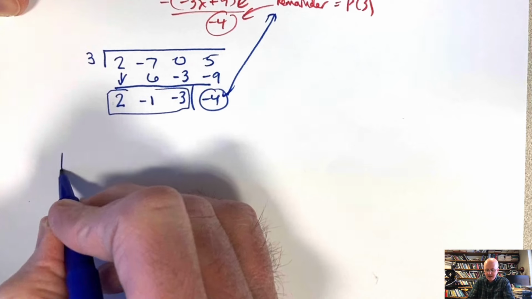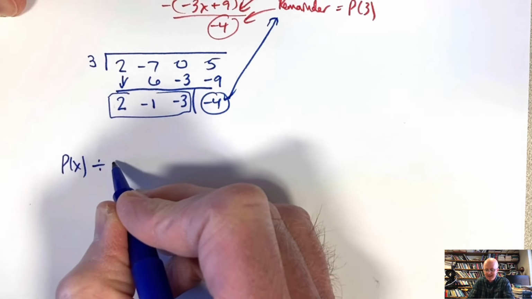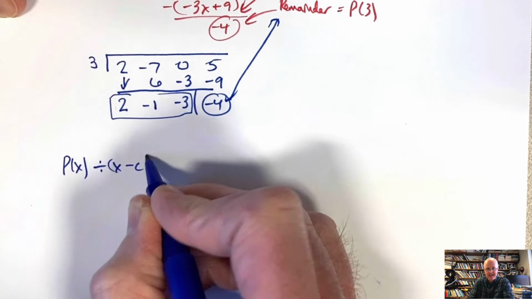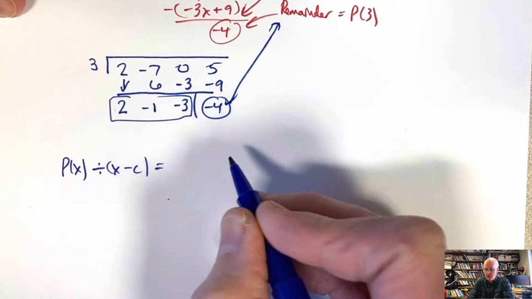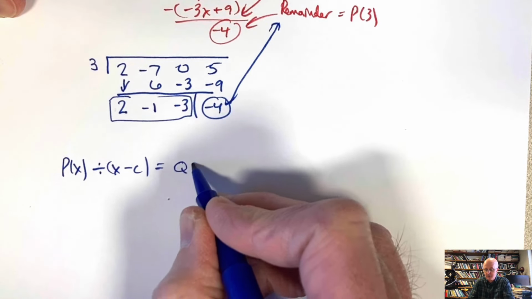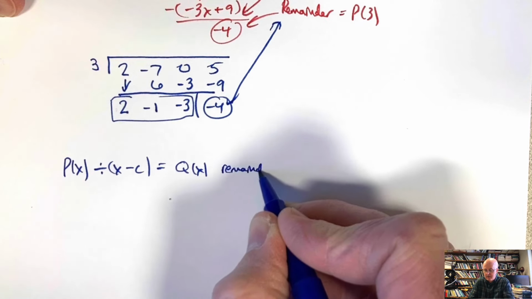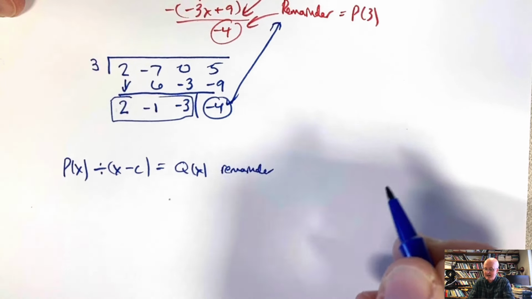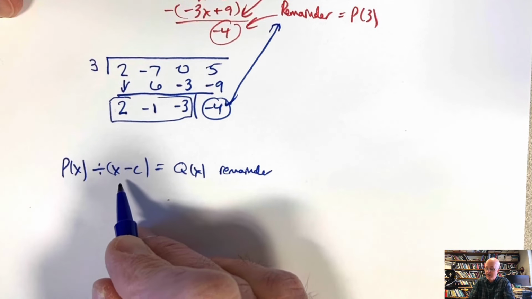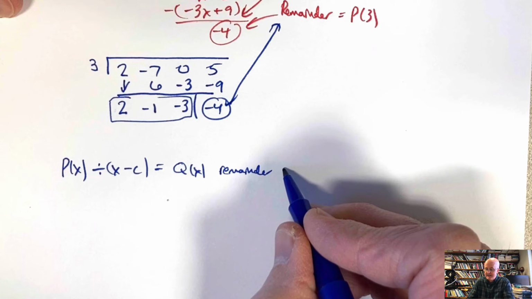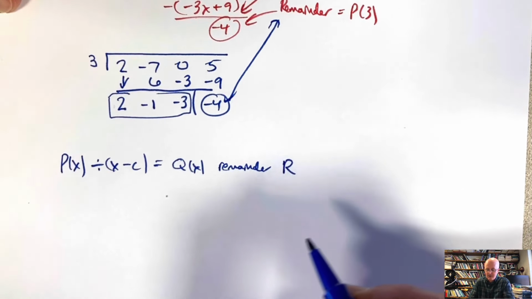In general, we've got a polynomial p of x, and we're dividing it by x minus c. And what we're claiming is that when we do that division and get a quotient and remainder, I'll call the quotient q of x, and remainder, in general, r of x, it could depend on x if we were dividing by a higher power of x here. But in this case, it'll be remainder, I'll call it capital R. What happens when you do that?